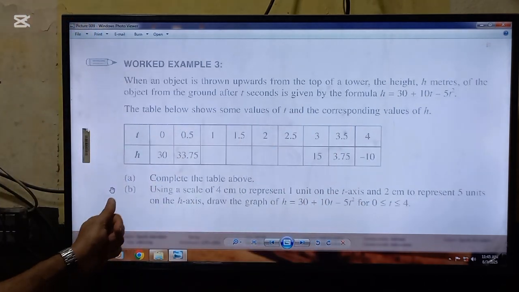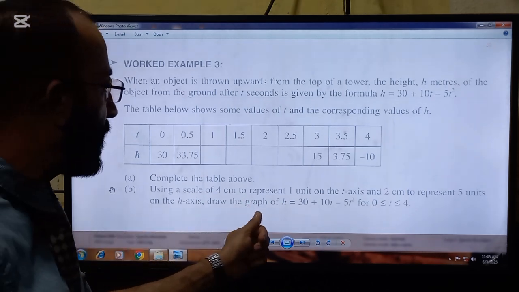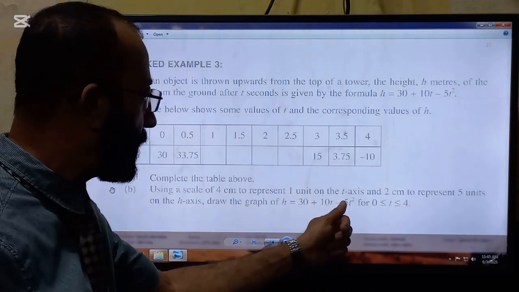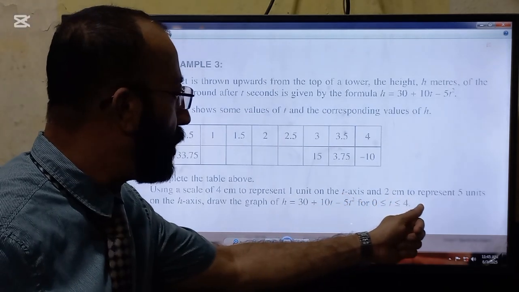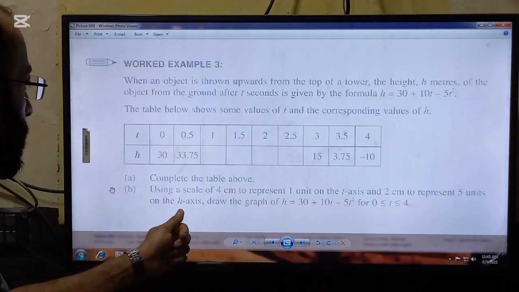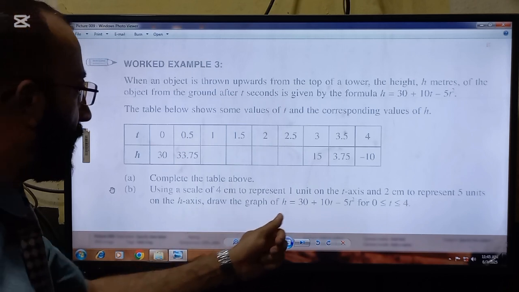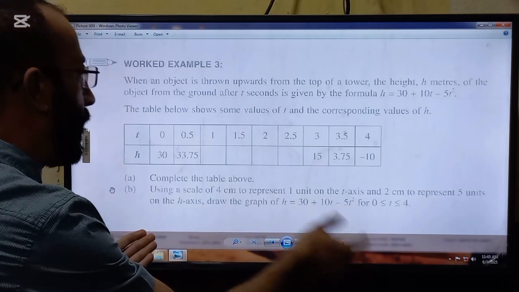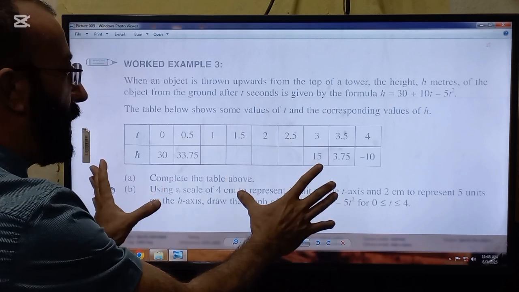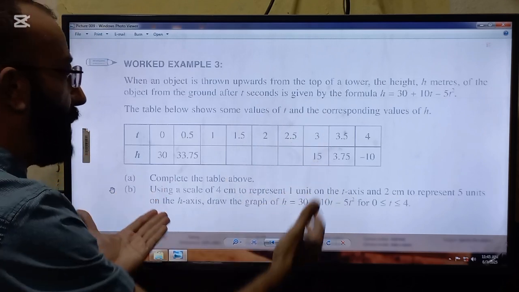Part B's requirement is: using a scale of 4 centimeters to represent 1 unit on the t-axis and 2 centimeters to represent 5 units on the h-axis, draw the graph of this. So look, the scale is given, so we have to follow the scale. And the table that is already given in incomplete form, we have to complete the table.